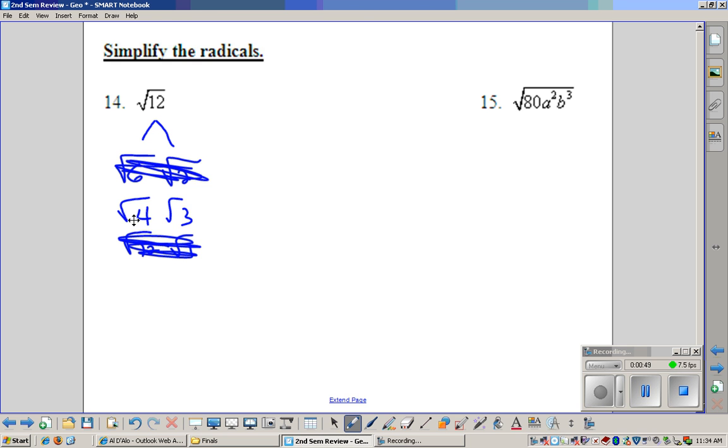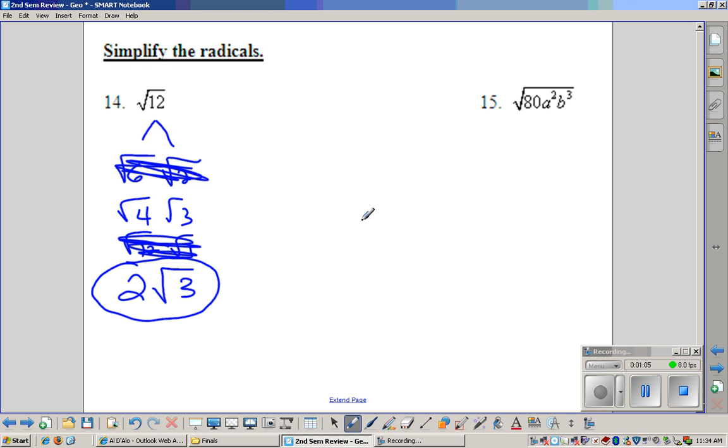Yes, you can. Square root of 4 is 2. Can you square root 3? In your head you can't. So the square root of 3 is the square root of 3. And this is the answer. This is the simplified radical form of the square root of 12. Now the problems get harder.